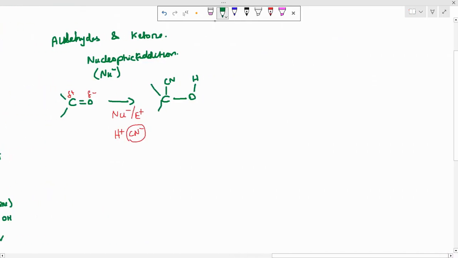And then the next case, alkyl halide. Look at this, alkyl halide and alkyl alcohol.